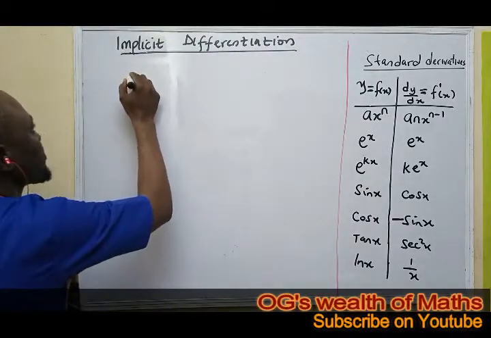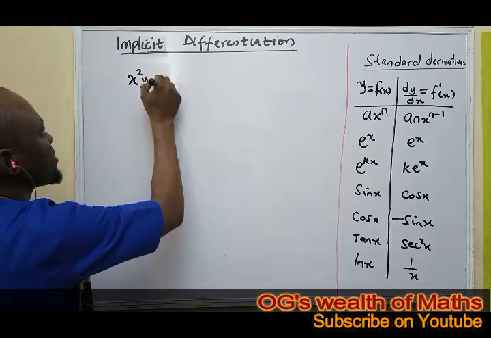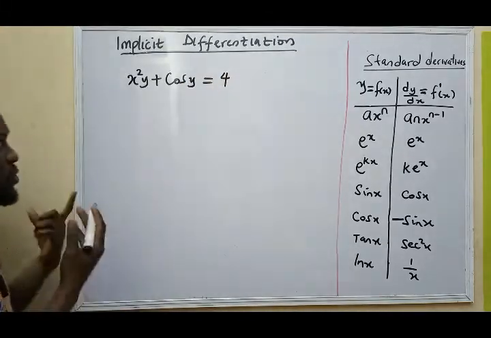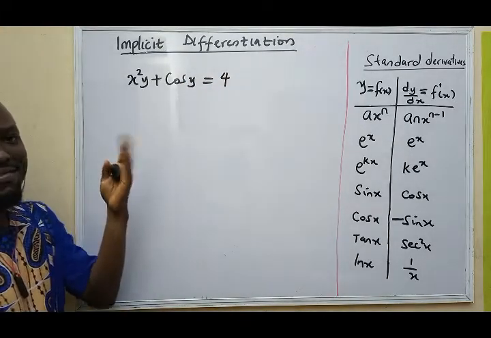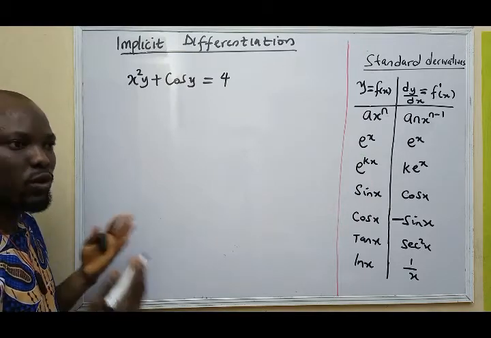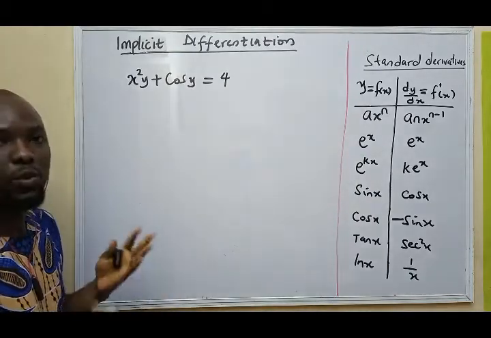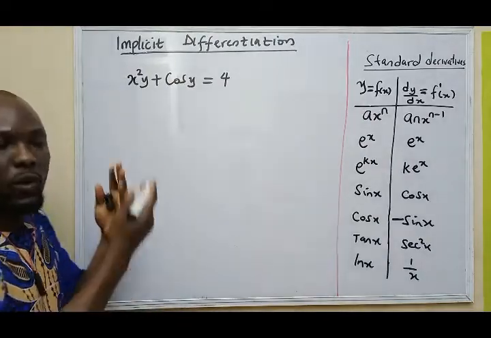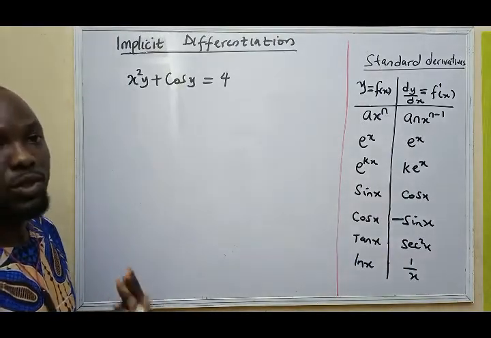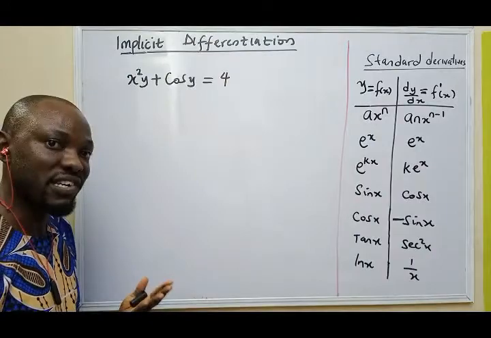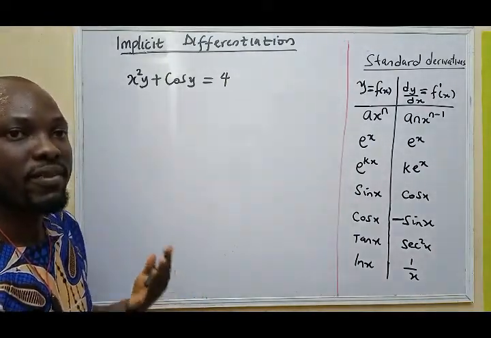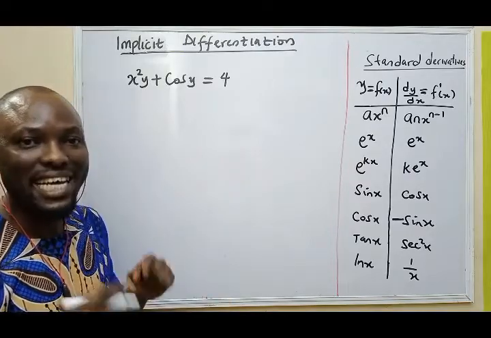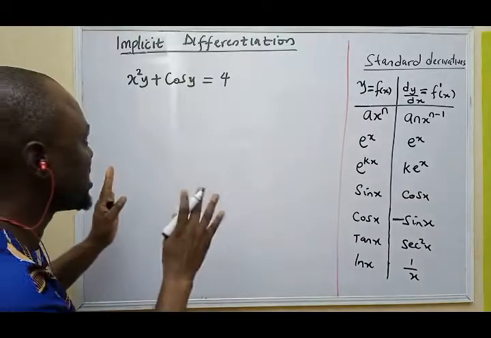For instance, if I have x squared y plus cos y equals 4. If you look at this expression, I have x and y fully involved. They are combined in such a way that I cannot separate x from y. So when you have a question in this form, you know that you solve implicitly. It's unlike explicit differentiation, where y is expressed in terms of x, so y is an explicit function of x. But in this case, it's a different case.